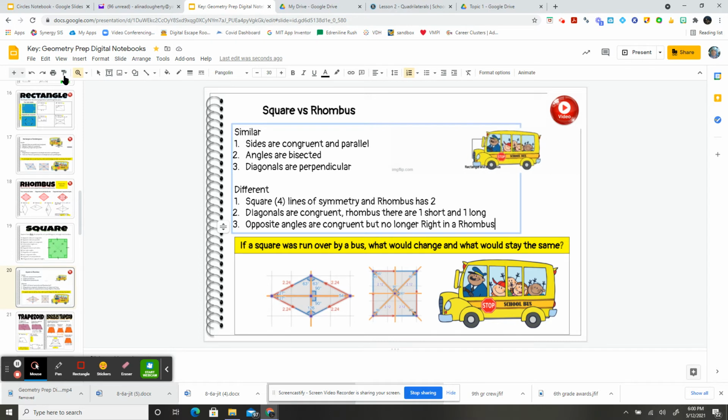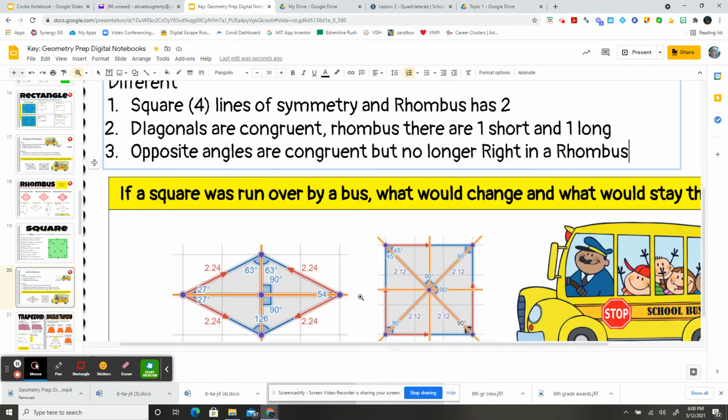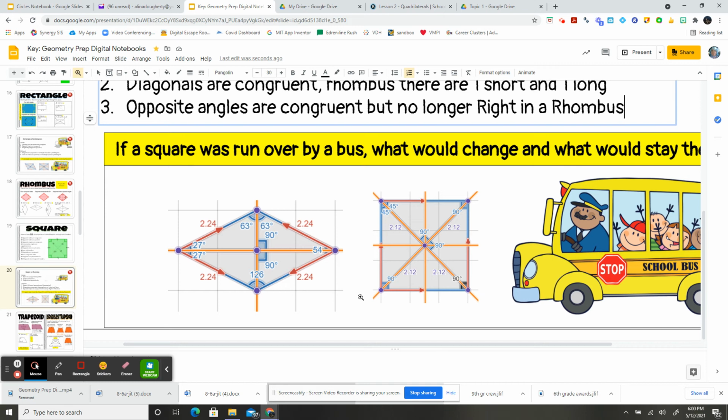You can even go to the little hourglass up here and zoom in so you can see these pretty drawings. The angles have been bisected for sure. The opposite angles are congruent, but they're no longer right. The diagonals are congruent here. 2.12, 2.12, 2.12, 2.12. They're congruent and have been bisected. Here they've been bisected, but they're no longer congruent. I got one long diagonal and one short diagonal.